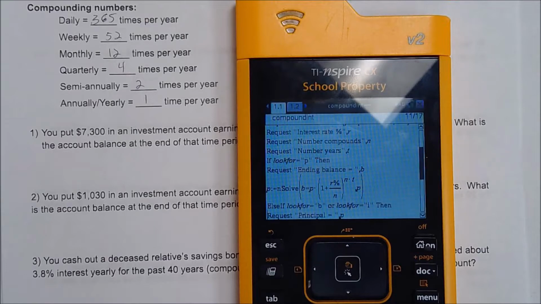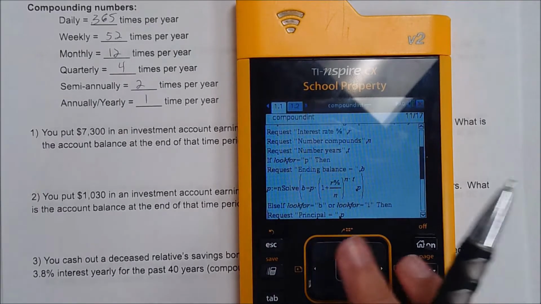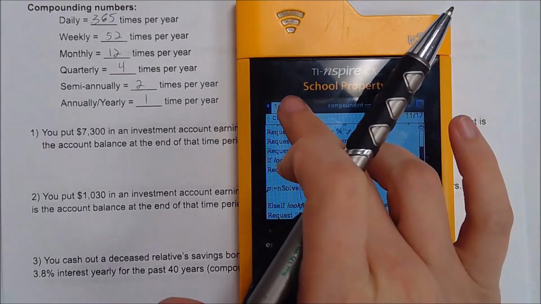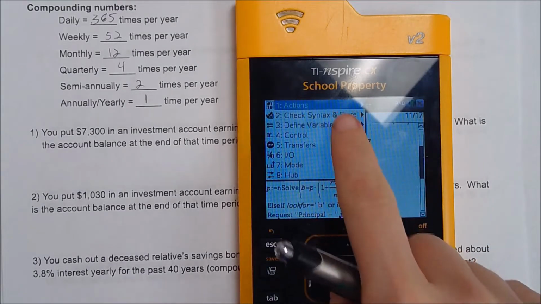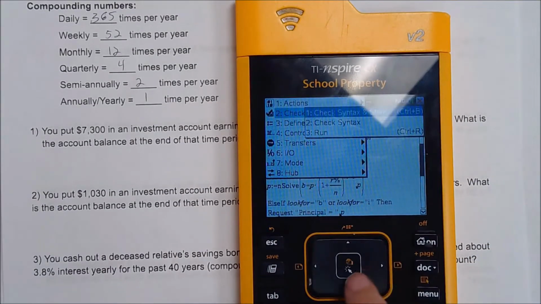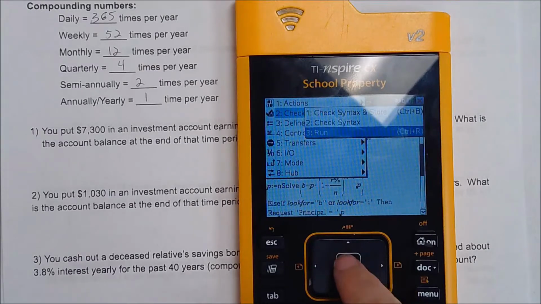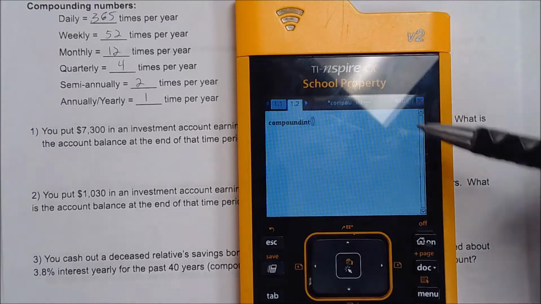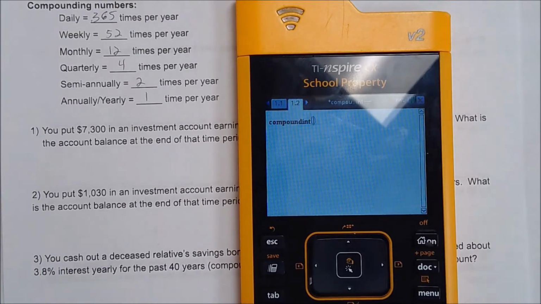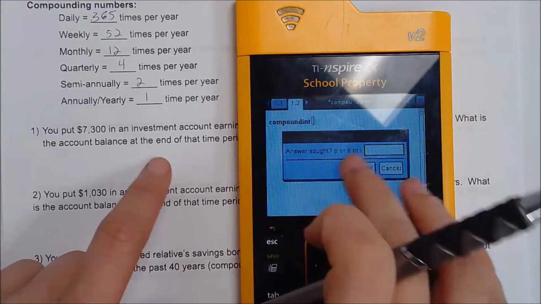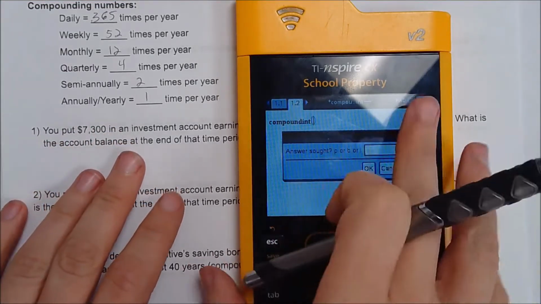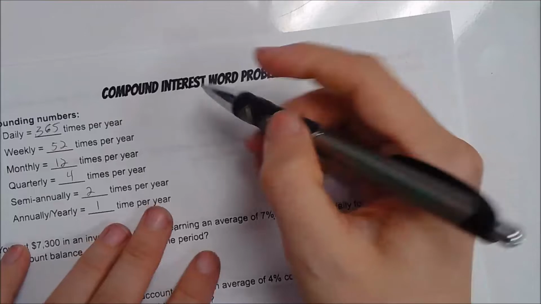Compound int. Okay. And then remember, you can either go to this tab all by yourself, or you can just press menu, and then 2, and then run. Okay, and you should see compound int and press enter to start the program. So we need to figure out if we're looking for the principal, the balance, or the interest. You might actually want to write those down if you don't remember them from last time.